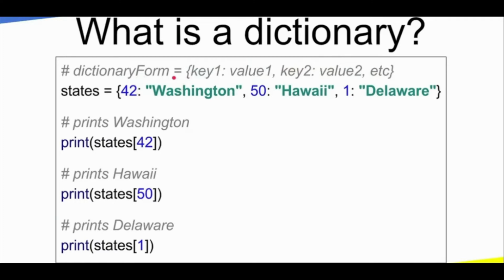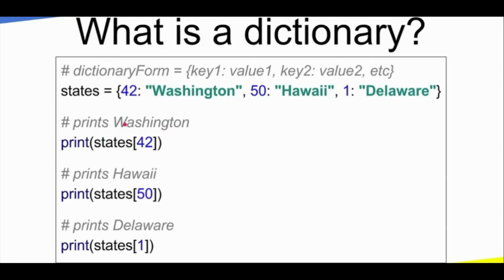Now you can use the keys, 42, 50 and 1, to bring out the value, to print the value. So this is how the dictionary is a helpful thing. If in the first example you want to print Washington, we have the name states, which is the name of the dictionary. You might be thinking that a dictionary seems similar to our daily real-world dictionaries.